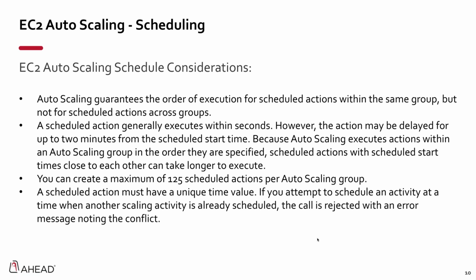and that's scheduling conflicts. A scheduled action has to have a unique time value, right? If you attempt to schedule an activity at a time when another scaling activity is already scheduled, the call is going to be rejected with an error. Meaning that if I have a scale up and a scale down scheduled for the exact same time, you're going to have an error hit your inbox. It's not going to work. So note that as far as EC2 auto scaling goes.